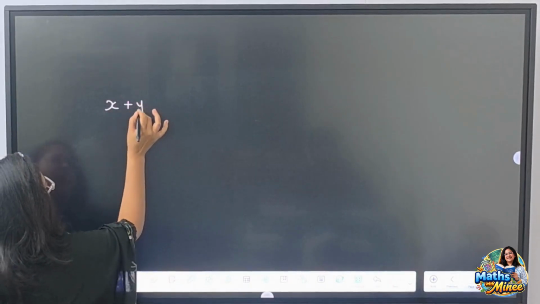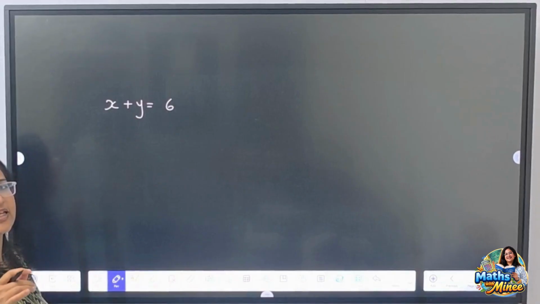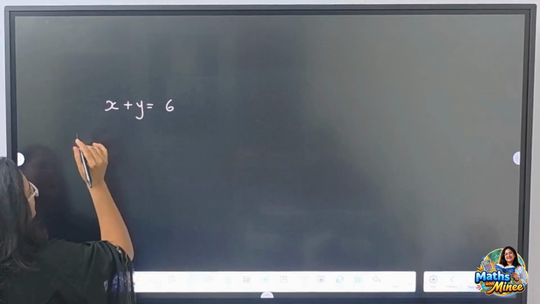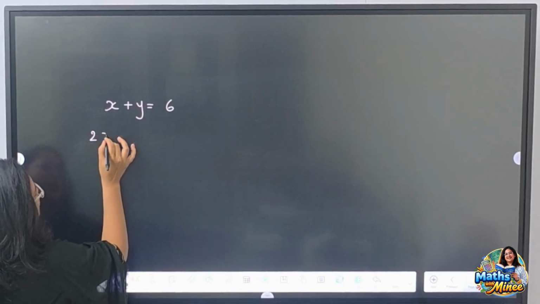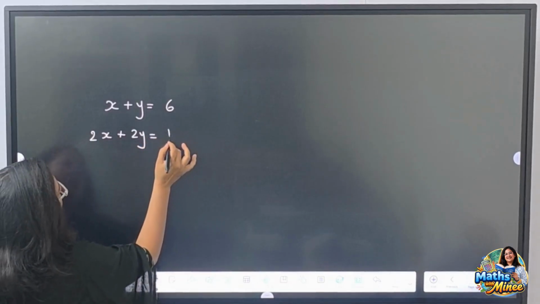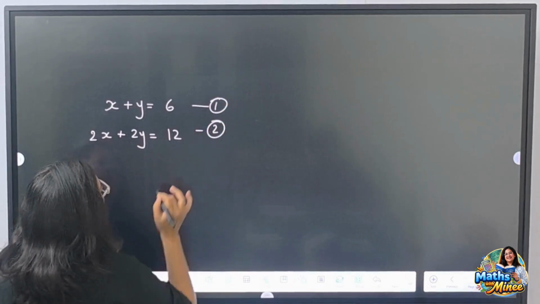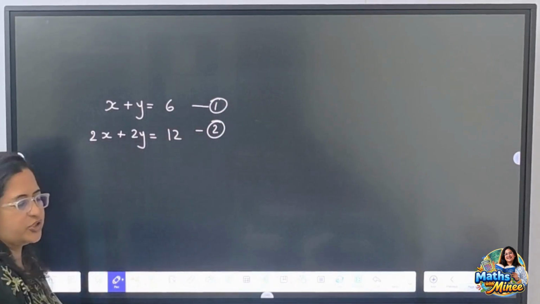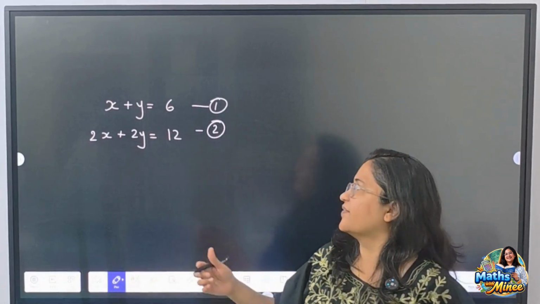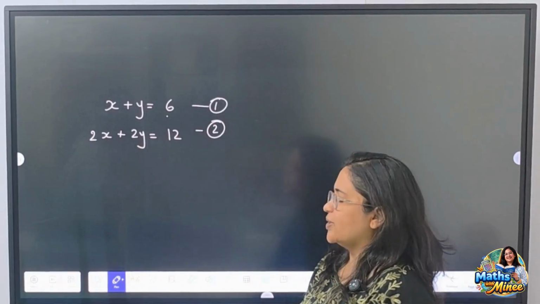x plus y is equal to 6. One of the linear equations is x plus y is equal to 6. Let us write another equation, 2x plus 2y is equal to 12. Right? I have two equations. And suppose I say x plus y is equal to 6 and 2x plus 2y is equal to 12.